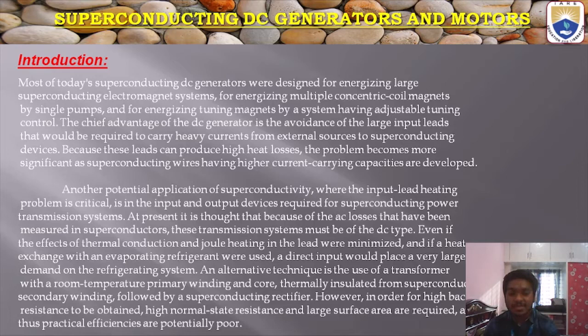And if a heat exchange with an evaporating refrigerant were used, a direct input would place a very large demand on the refrigerating system. An alternative technique is the use of a transformer with a room temperature primary winding, thermally insulated from a superconducting secondary winding, followed by a superconducting rectifier. However, in order for high back resistance to be obtained, high normal state resistance and large surface area are required, and thus practical efficiencies are potentially poor.